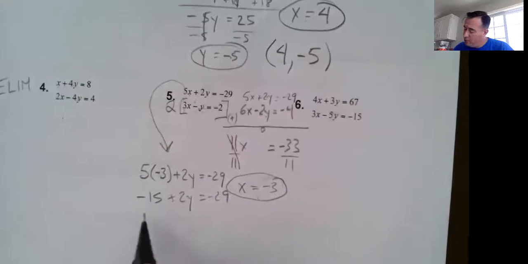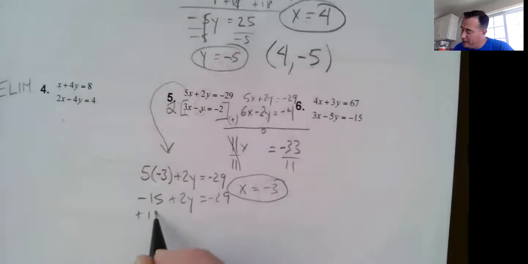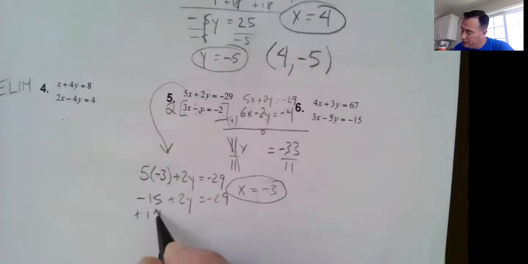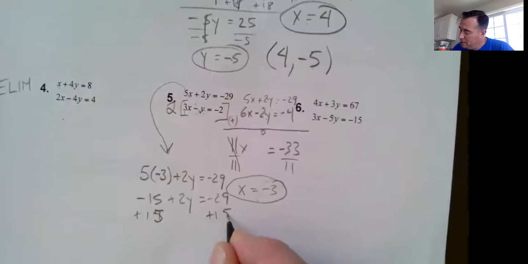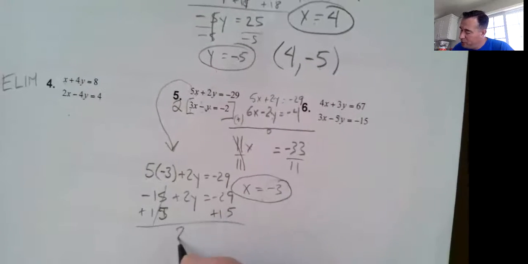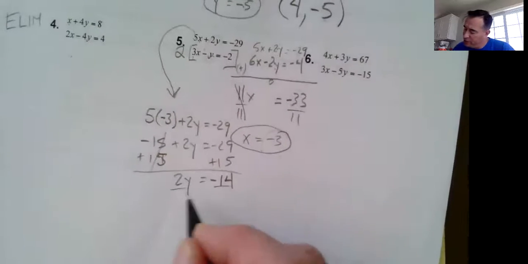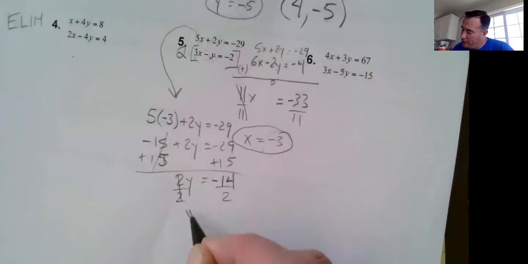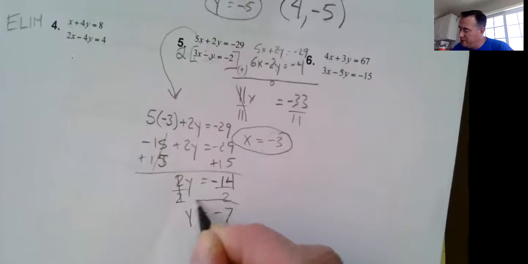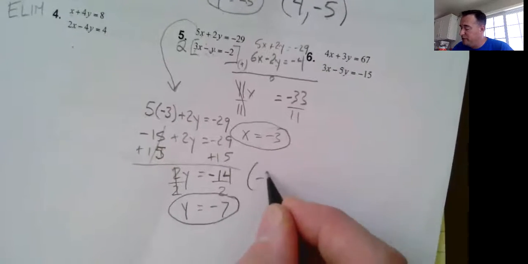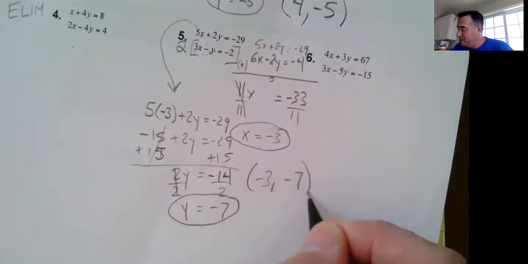I'm going to bring that bad boy over to the other side by adding it. Why did I do 14? Oh, because I was looking ahead. Sorry. That cancels out. 2y equals negative 14. There's the 14 that I put in my own head for what's happening. And then if I divide both sides by 2, I get that y is equal to negative 7. So my final answer for this will be negative 3, negative 7.